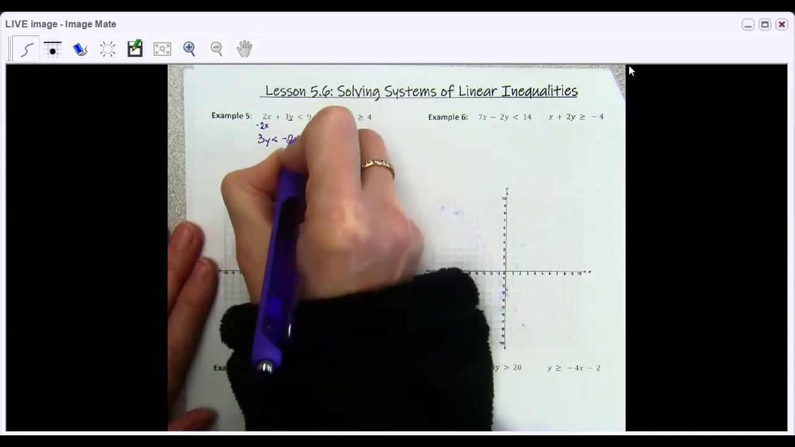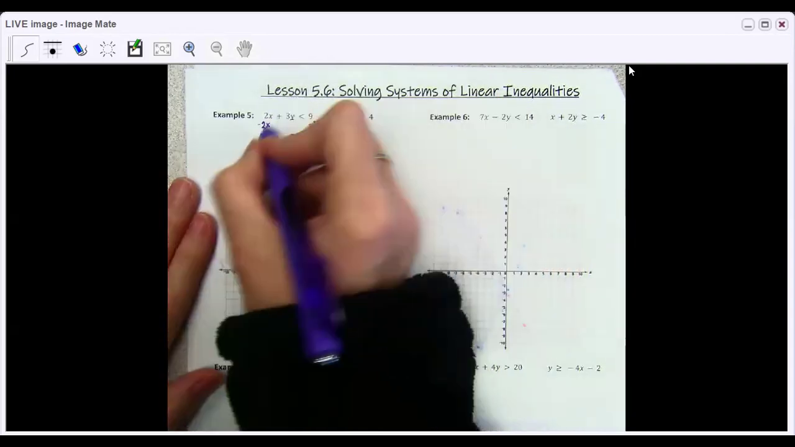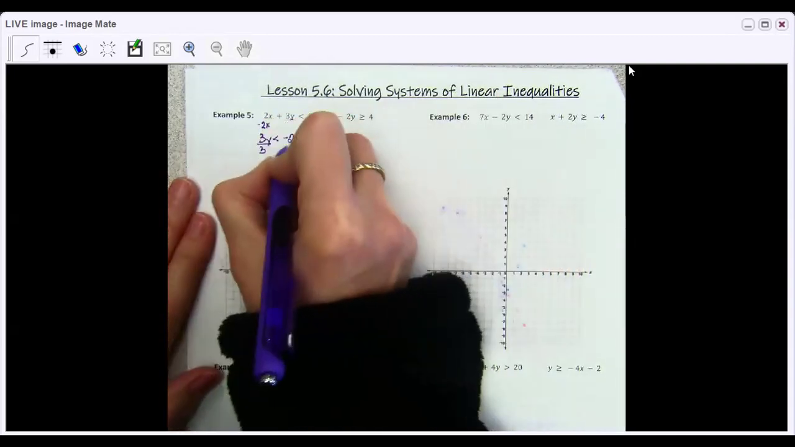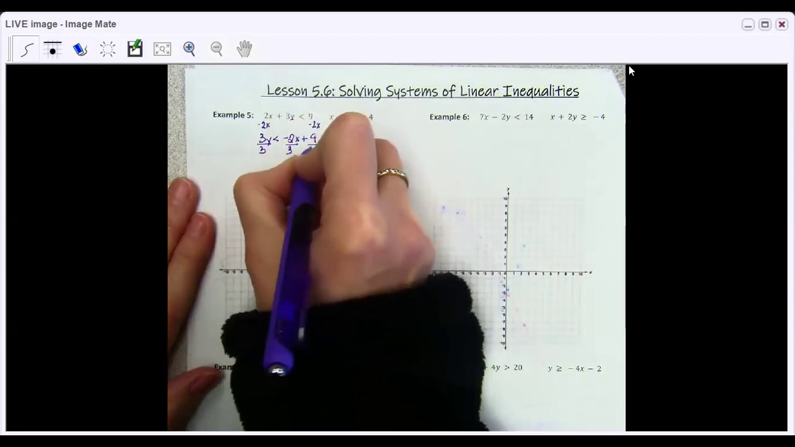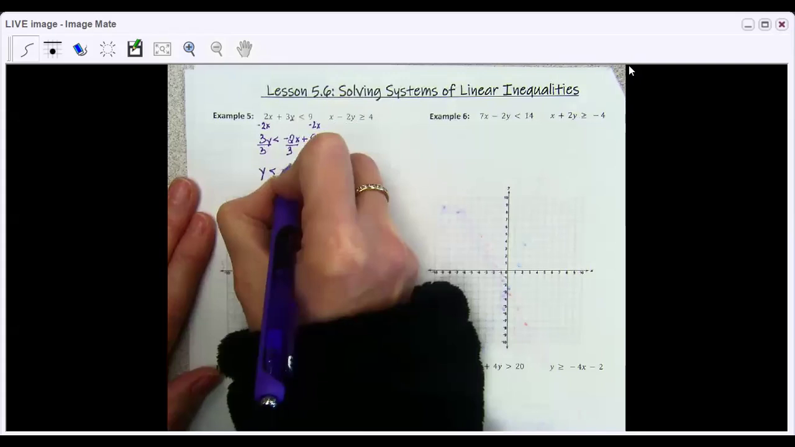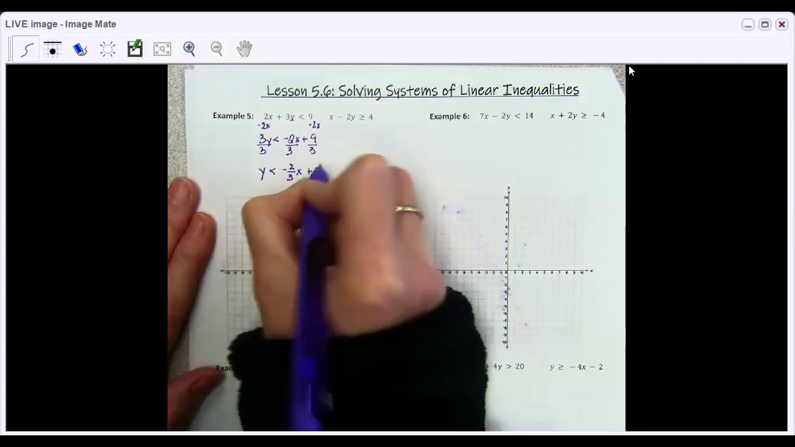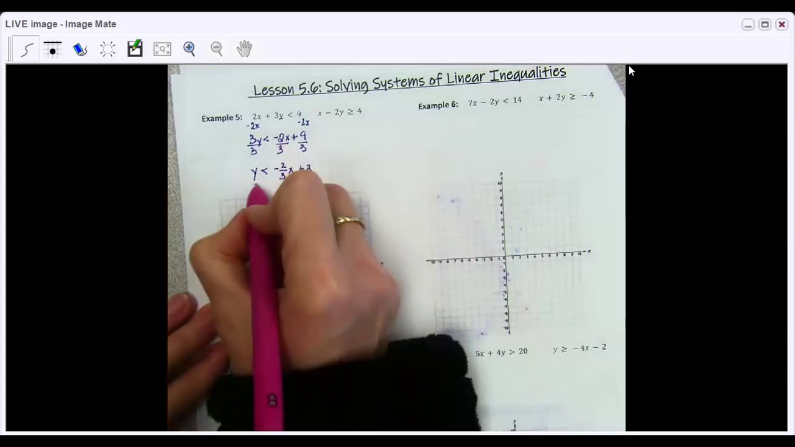And when we move the 2x over, it becomes a negative. Divide everything by 3 still to isolate that y. So the equation that we are going to graph on this is y is less than negative 2/3 x plus 3. So that's the first one.